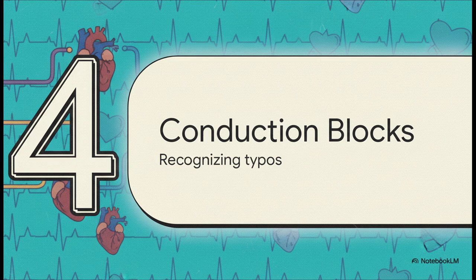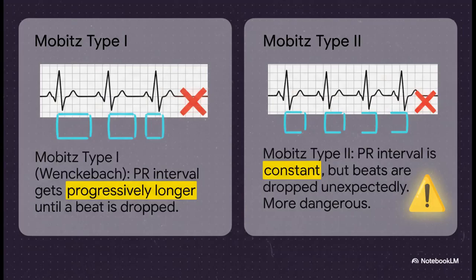But what happens when the signal gets messy? Sometimes that electrical impulse doesn't travel smoothly. It gets delayed or even blocked. Think of them like typos in the heart signal, and the ECG is the perfect spell checker to find them. Let's look at two really important types of these blocks.